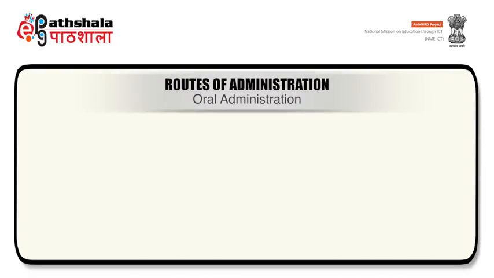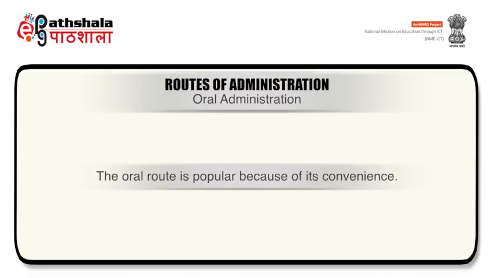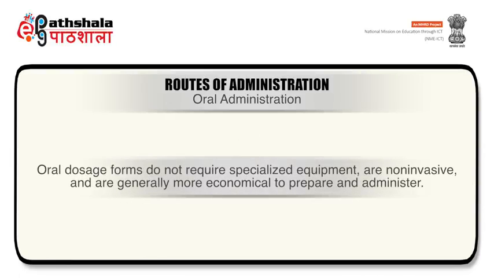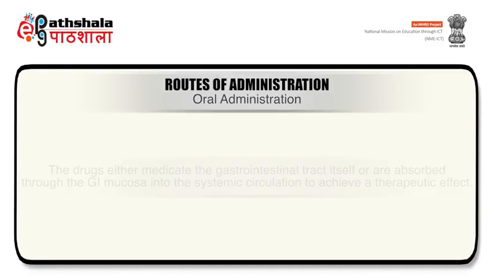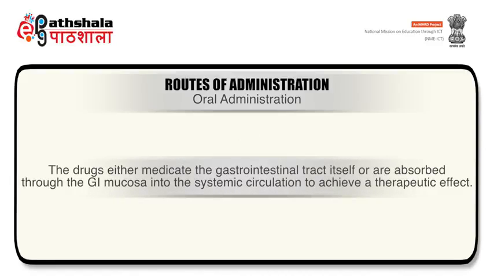Now let us study about oral administration. The oral route is popular because of its convenience. Oral dosage forms do not require specialized equipment or are non-invasive and are generally more economical to prepare and administer. The main type of oral drug administration is the sipping of liquids or swallowing of solid dosage forms. The drugs either medicate the gastrointestinal tract itself or are absorbed through the GI mucosa into the systemic circulation to achieve a therapeutic effect.